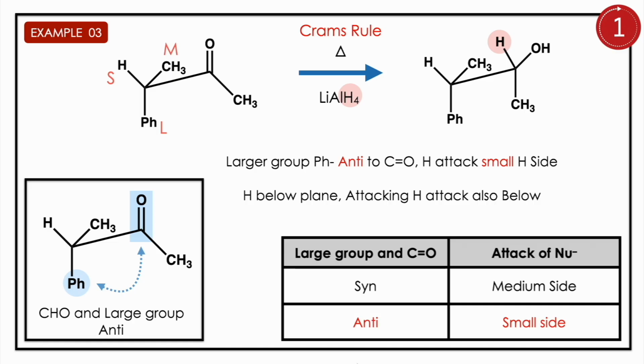So anti-relationship. Large group and CO anti means the attacking nucleophile attacks on the small side. Here the small side is hydrogen. So the attacking species also attacks from the hydrogen side. Hydrogen is away from you, so the attacking species also attacks from behind the plane. OH comes above the plane. You have the final product. The concept you have to learn here is that even in a Sawhorse projection, you should master Cram's rule to identify the final product.